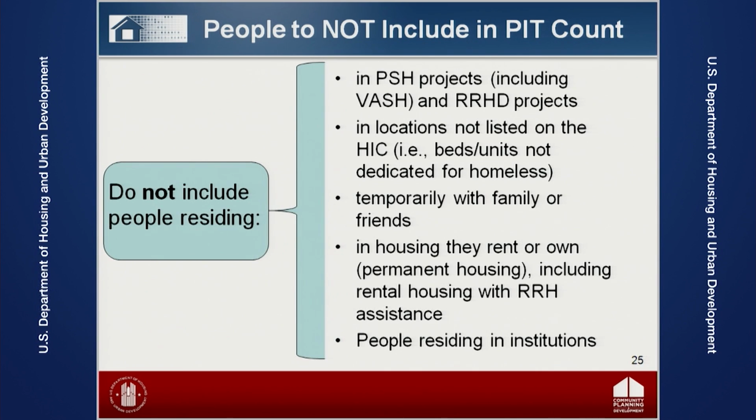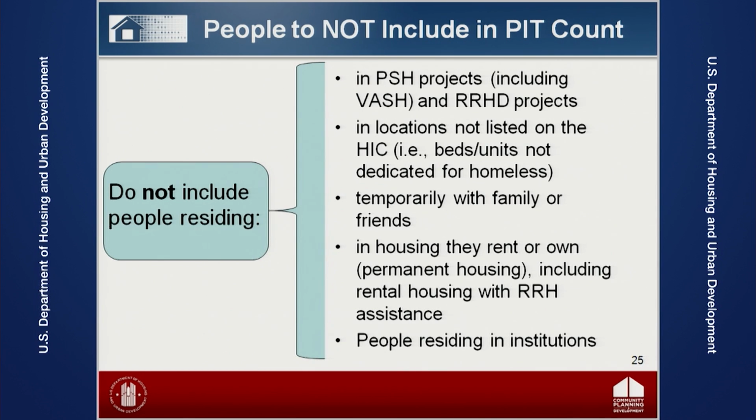Just as important as knowing who to count is knowing who not to count. People residing in the following settings on the night of the count are prohibited from being included in the sheltered or unsheltered PIT count. Persons residing in permanent supportive housing programs, including persons housed using VASH vouchers. Persons counted in any location not listed on the HIC, for example, staying in projects with beds or units not dedicated for persons who are homeless.